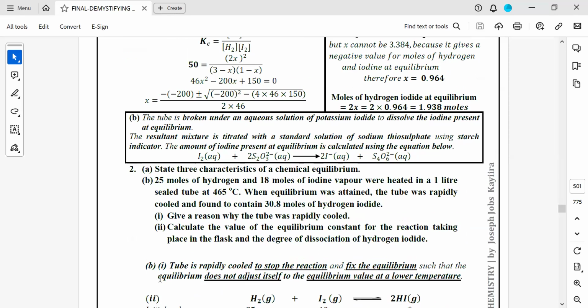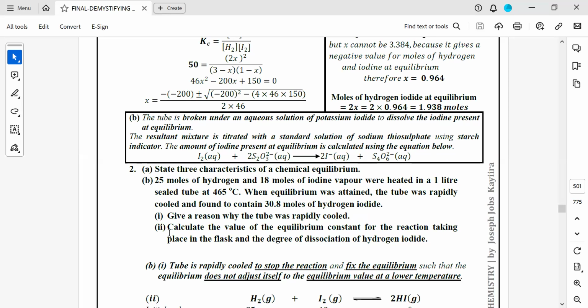Okay, so I just wanted us to have the statement here. A tube is rapidly cooled to stop the reaction, first of all, and fix the equilibrium such that the equilibrium does not adjust itself to the equilibrium value at a lower temperature. Please take note of those underlined words. They are very important for you to have in your statement. So first of all, it will stop the reaction. Then you'll fix the equilibrium. And then the equilibrium will not adjust itself to the equilibrium value at a lower temperature.